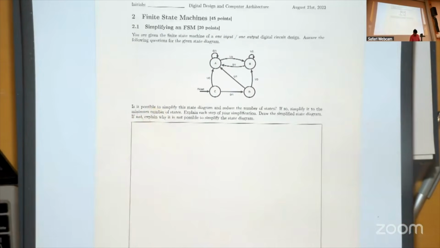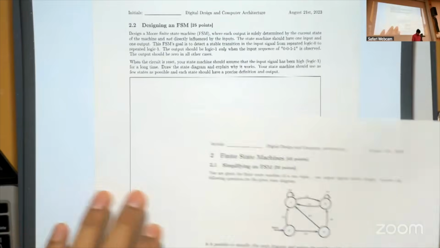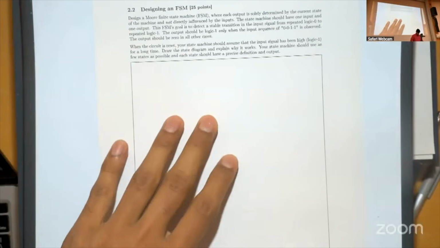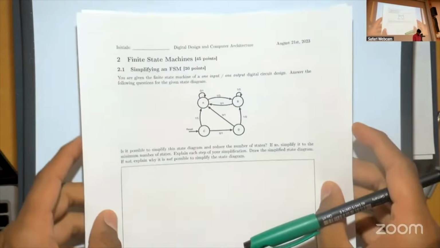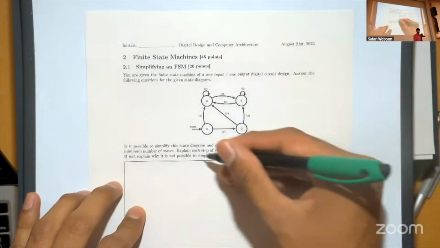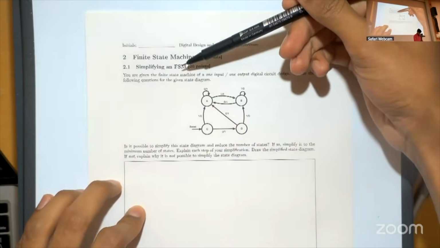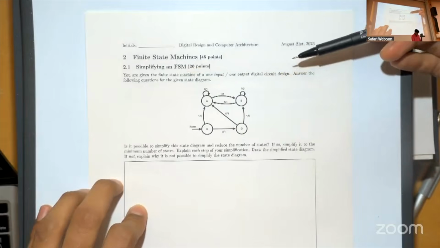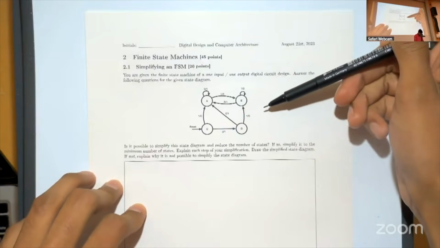Finite state machines. So we have 2 questions here. The first one is to simplify an FSM, and the second one is to design an FSM. On simplifying an FSM, I hope this is very visible. Is this visible enough? Okay, cool. You're given the finite state machine of a 1 input, 1 output digital circuit design, and you need to answer some questions based on this state diagram.